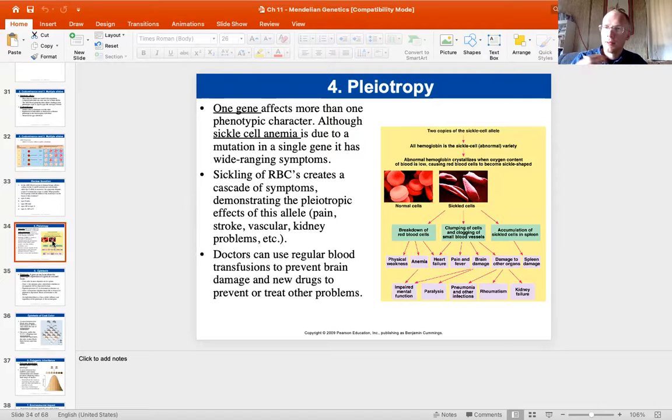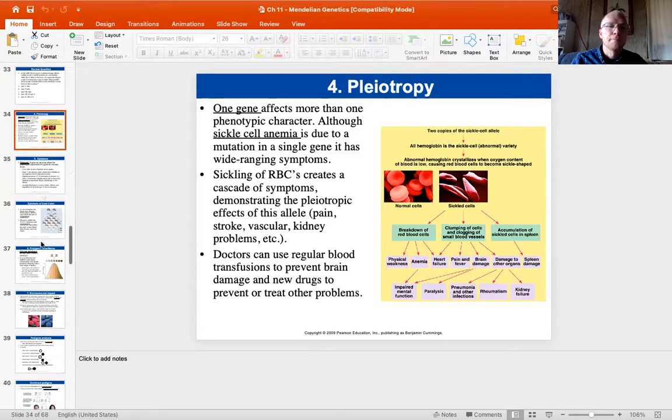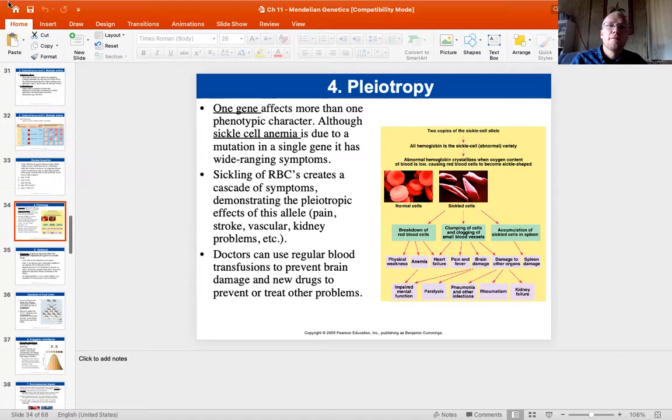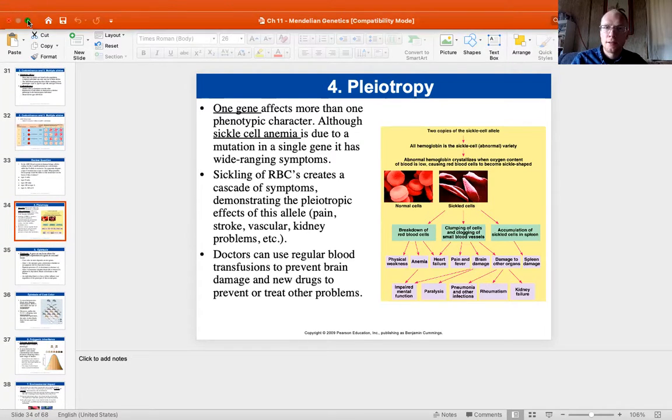But as far as the AP exam, we wouldn't ask you about this term. You should just know that another type of non-Mendelian genetics is if one gene affects multiple traits. That happens in human genetics as well. Okay, so those are all examples of non-Mendelian genetics.